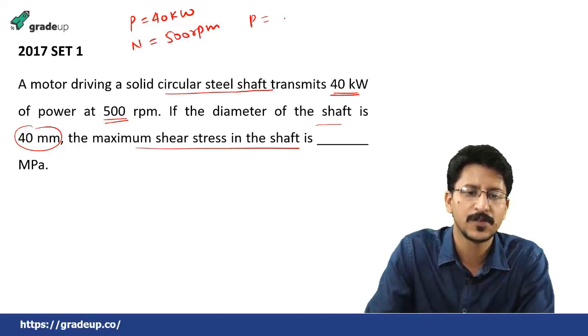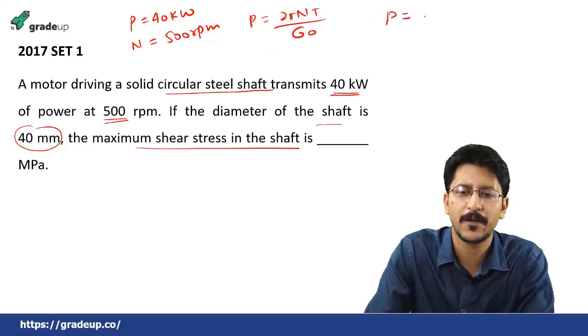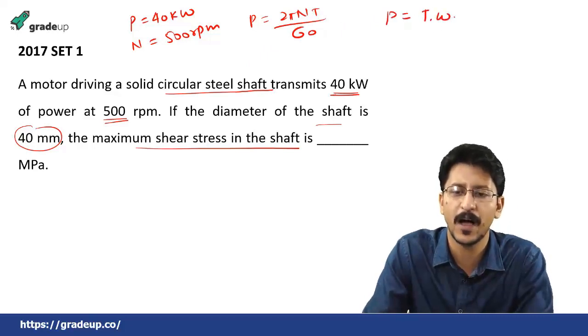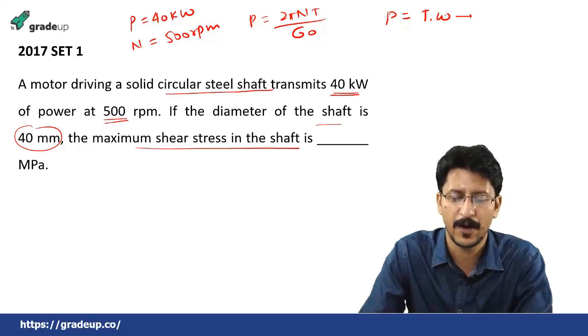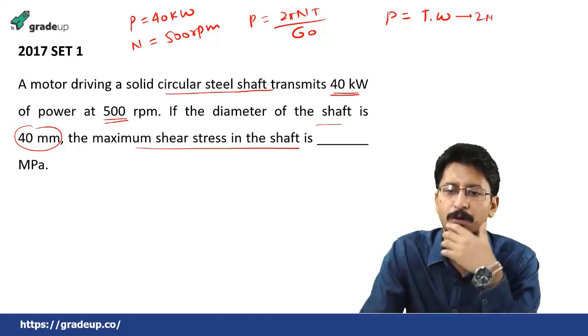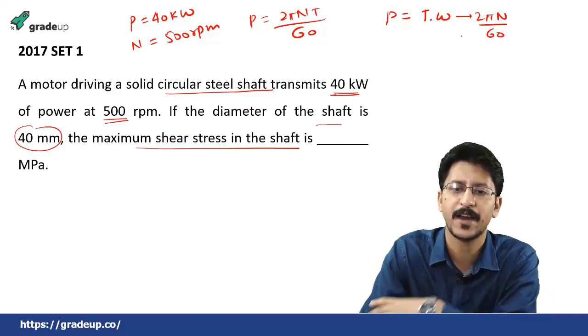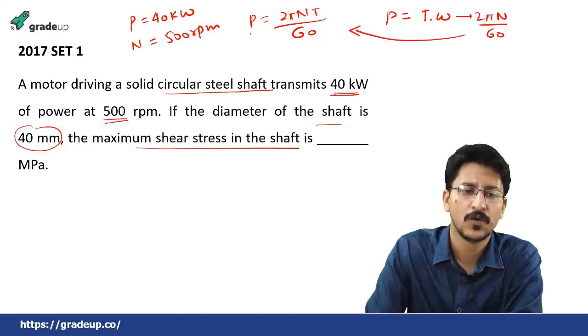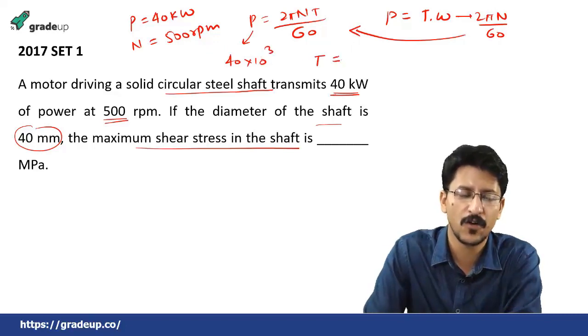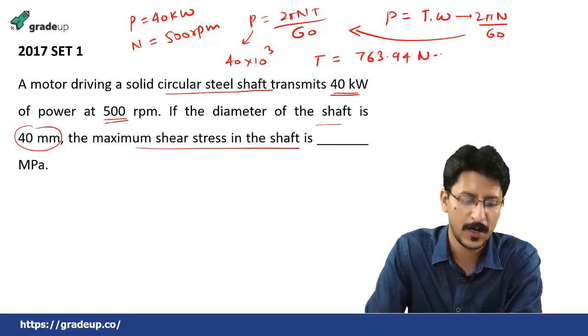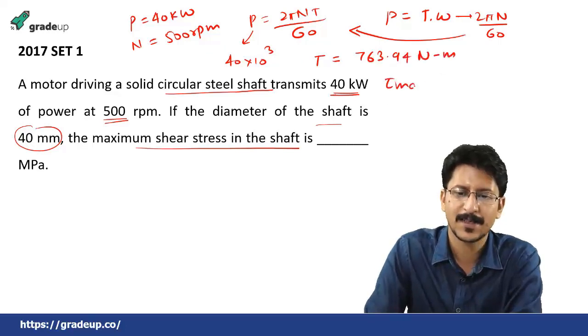So again using P is equal to 2 pi NT by 60. How is this coming? You know that P, that is power, is T into omega, and omega is equal to 2 pi N by 60. So from here we are getting this expression. Using this value of 40 into 10 to the power 3 and substituting, we will get the value of T as 763.94 Newton meters. And tau max is nothing but 16 T by pi d cube.